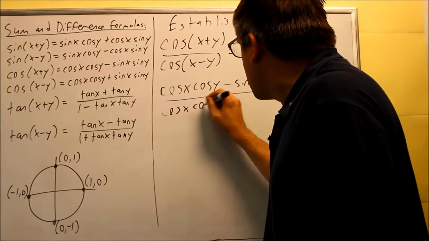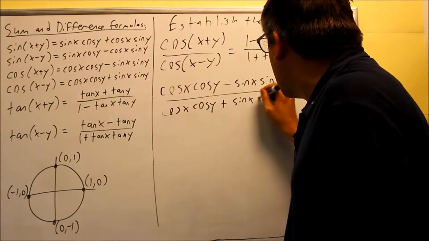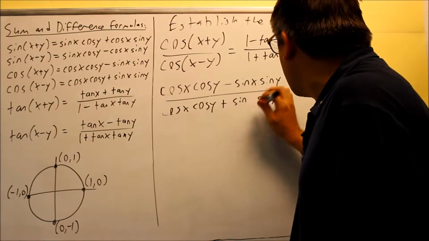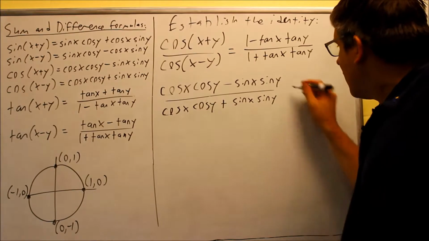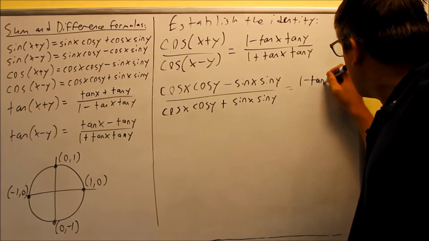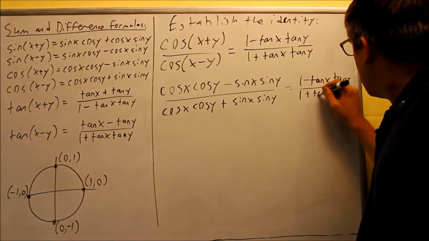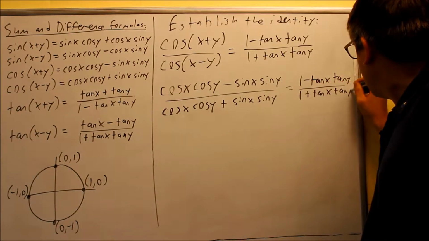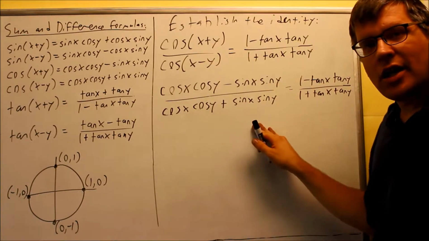Cosine x, cosine y, then plus sine x, sine y. So now I have the correct identities in for both of those. Now this side I'm not going to do anything with. I'm going to leave this one alone. Okay, so now I want to make this left-hand side look like the right-hand side.